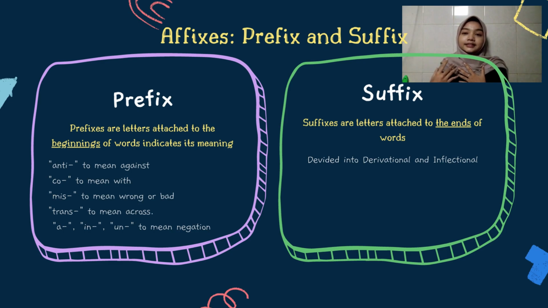The next is suffix. A suffix is a letter or group of letters added to the end of the word or root. It serves to make a new word or function. There are two primary types of suffixes in English. There are derivational and inflectional.